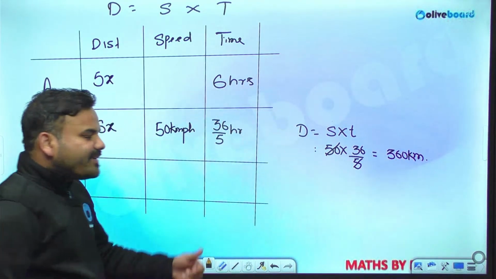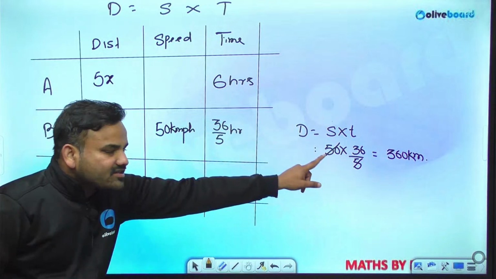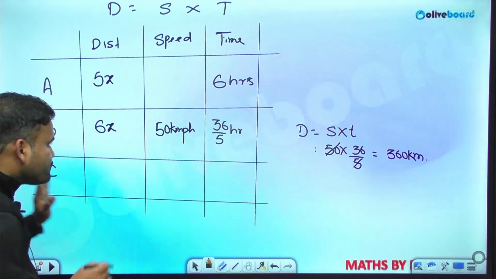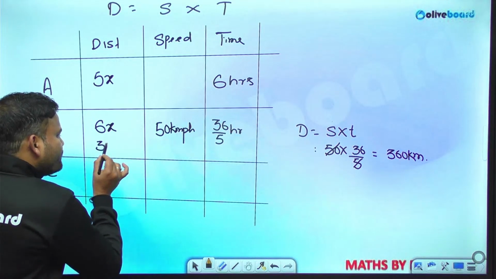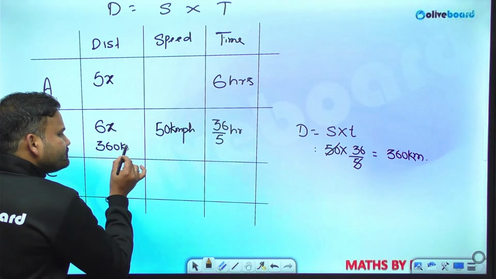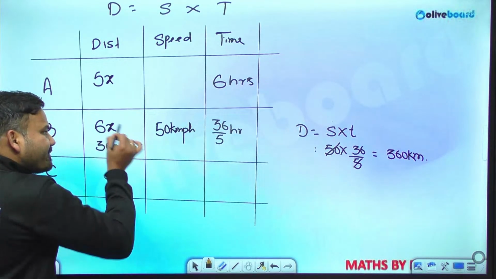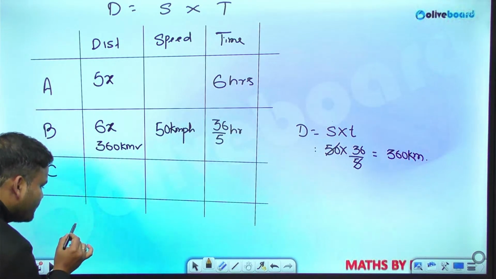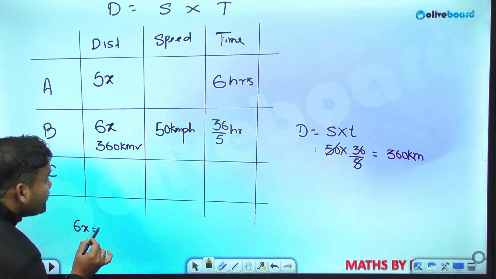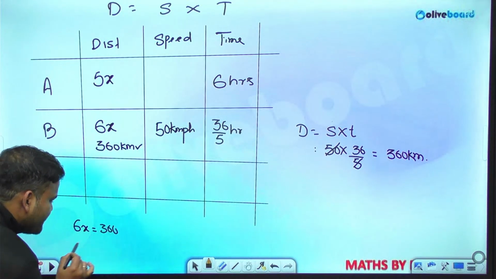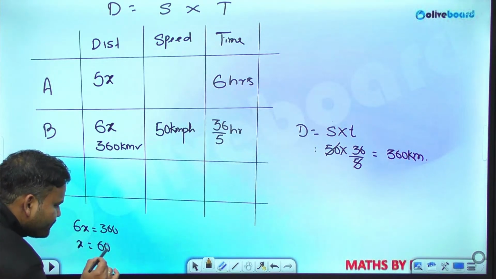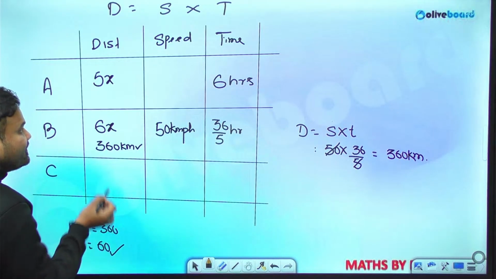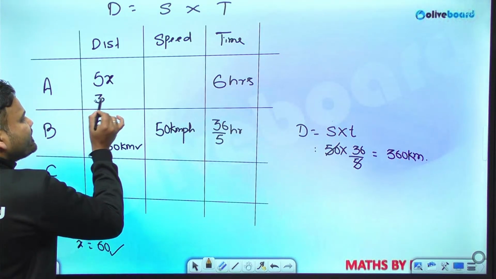So it is being confirmed that car B is traveling a distance of 360 km, which is basically 3x. So we can just say this particular value is 360 km, which is representing 6x. If 6x equals 360, we can just say the value of x will be 60. So the value of x is 60, and the moment we get x as 60, 60 times 5 will be 300.